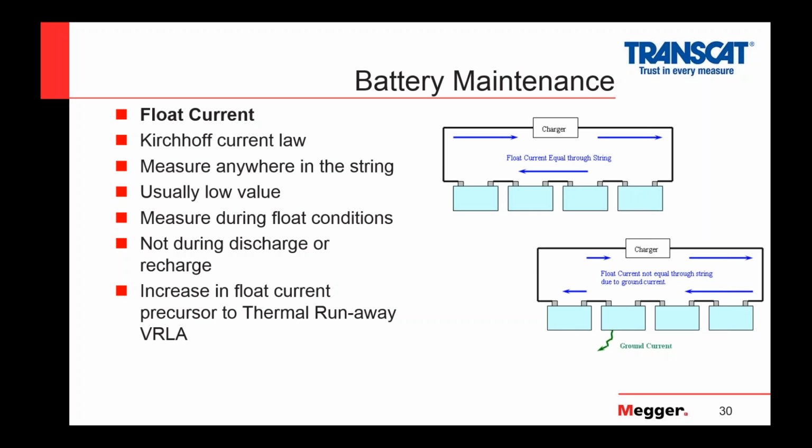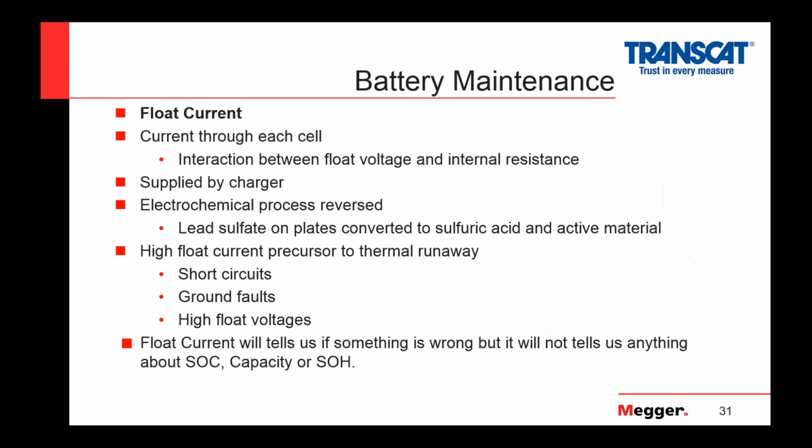We want to make sure that the float current doesn't go up to a point where it's going to end up leading to a thermal runaway. So we want to check things like the temperature. We want to make sure that we're using the right type of charger, a temperature compensated charger, on VRLA batteries. And we want to make sure there's no ground faults in that circuit. Right? And that's what that slide is.